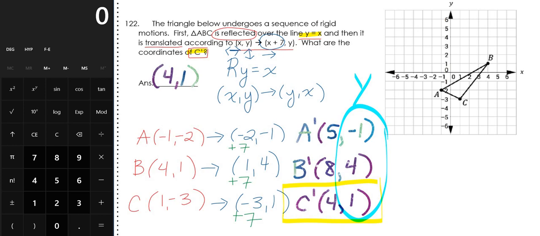The key to this question, again, is understanding that reflecting over y equals x means switching the x and y coordinates. All right, let's move on.